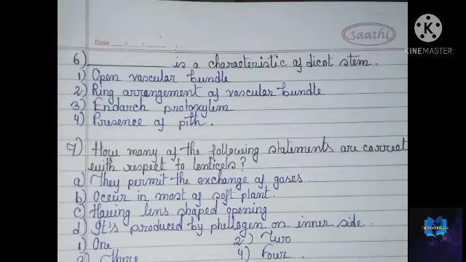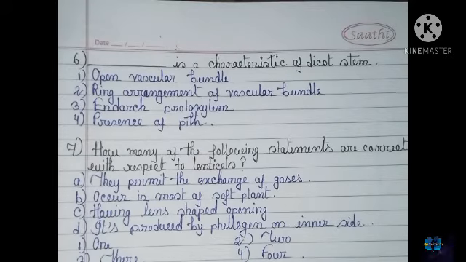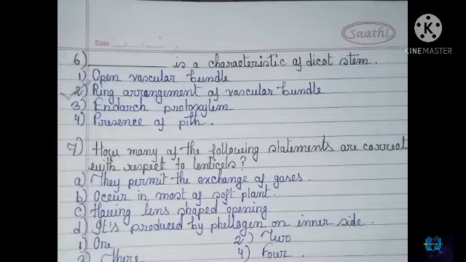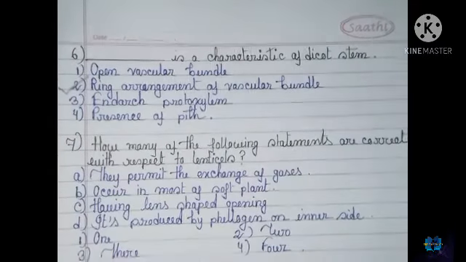So the only correct thing is the ring arrangement of the vascular bundles, and in your NCERT book, if you have read thoroughly, then you will definitely come across this line that ring arrangement of vascular bundle is a characteristic of dicot stem. So option 2 is the correct answer for question 6. I hope it is clear. Let's proceed towards our next question.